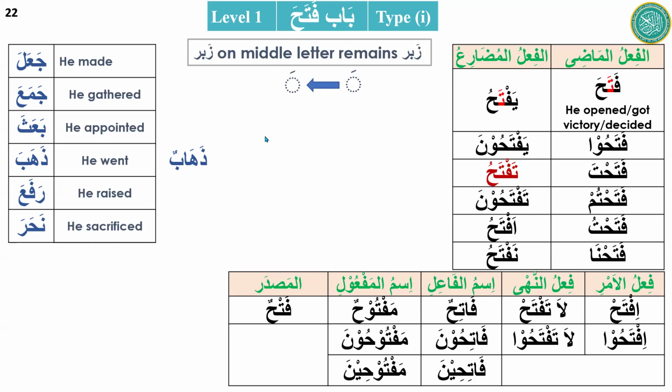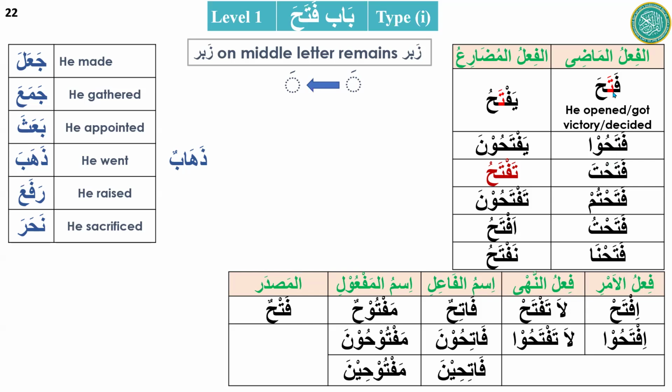Assalamu alaikum. Wa alaikum assalam. With which word? Fataha? Level 1, Bab Fataha. So what is the indication? We should always remember and say Fataha, Fatahu, Fatahta, Fatahtum, Fatahtu, Fatahna. Yaftahu, yaftahuna, taftahu, taftahuna, aftahu, naftahu.